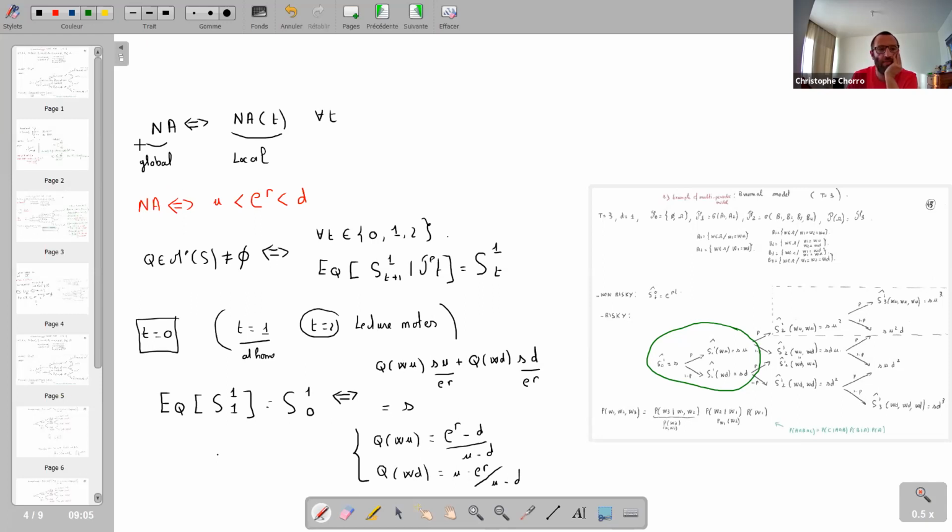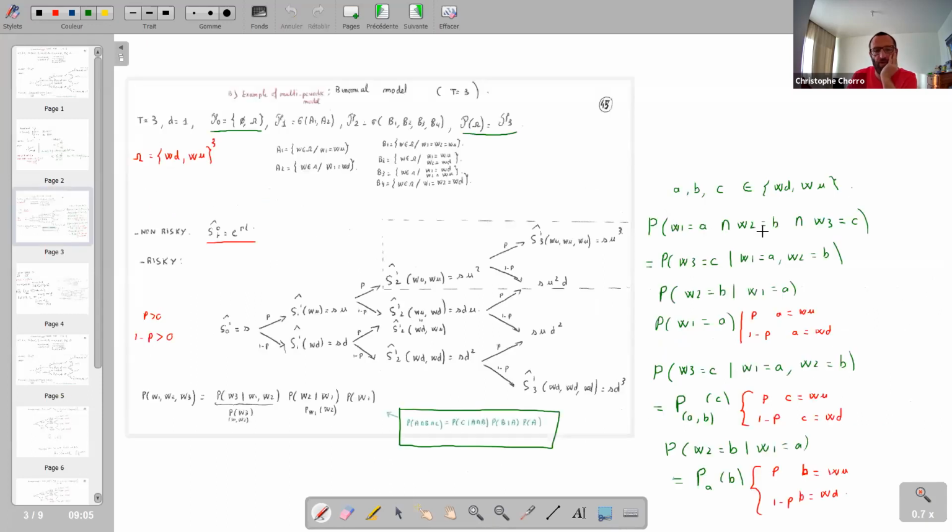If I come back to what I said at the beginning, I do the same job for Q as the one I have done for P. For the moment, for t equal to 0, I specify this quantity for Q: I have Q(ω_U) and Q(ω_D). If you do the job for t equal to 1, you will have all these conditional probabilities, so do it at home to see what happens. And for t equal to 2, I will obtain all these conditional probabilities, as I have done in the lecture notes.